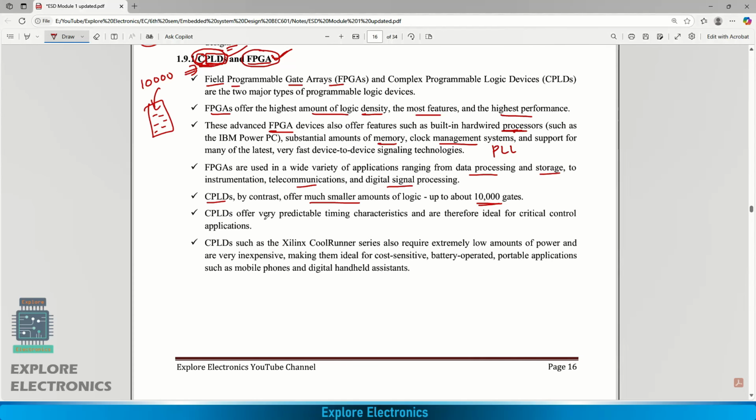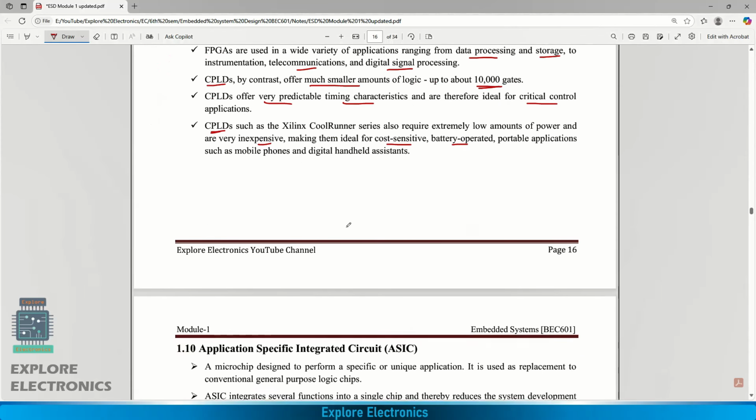But CPLDs offer very predictable timing characteristics, with less critical timing controls. The examples are the Xilinx CoolRunner series, which require low amounts of power and are very inexpensive. So they suit battery-operated, cost-sensitive designs. So CPLDs are very small FPGAs, we can say.